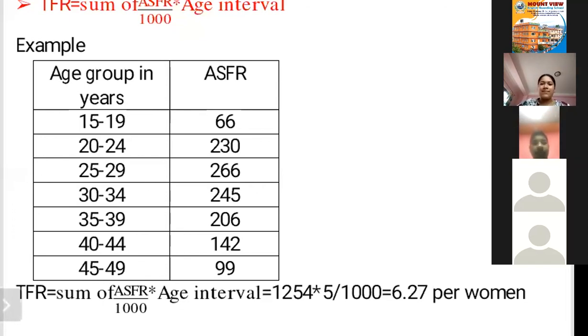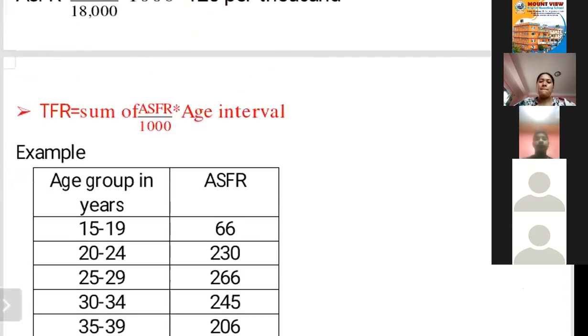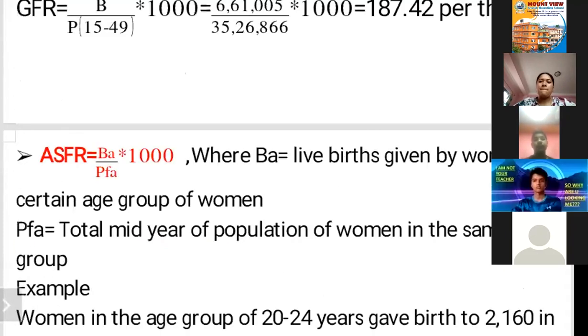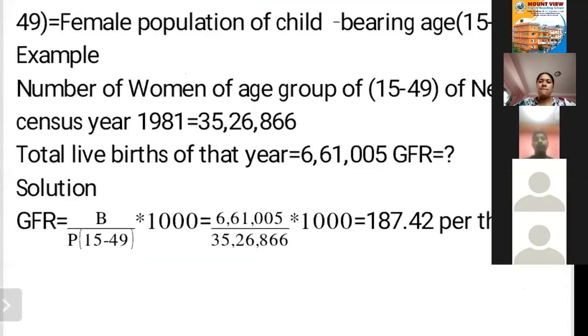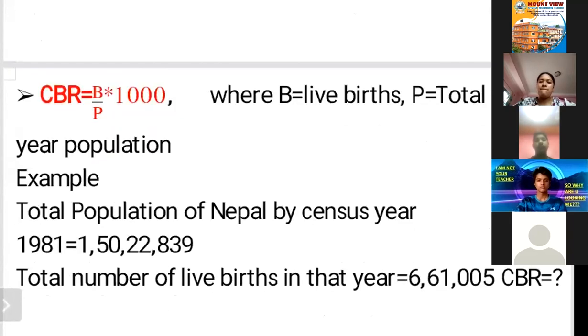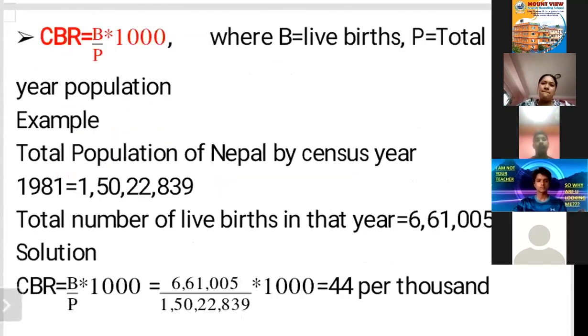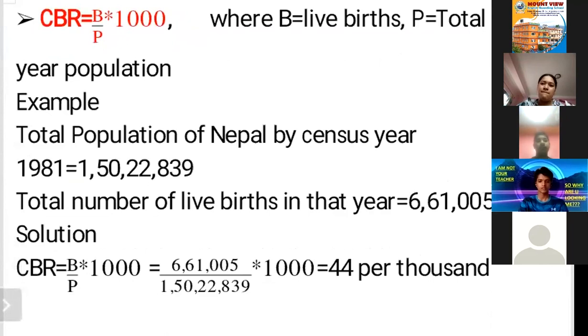Okay, Mr. Navin, are you listening to me? Otherwise, Miss Rosana, are you listening to me? Anyway, my dear students, once again I want to show the formula to calculate the CBR. You can see on the screen from the first page. So CBR, once again, I want to repeat the formula. You can see on the screen the formula of CBR: B by P multiplied by 1000, and the meaning is mentioned on the screen at the side.